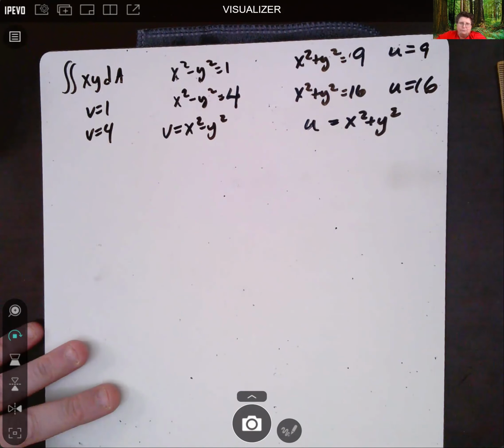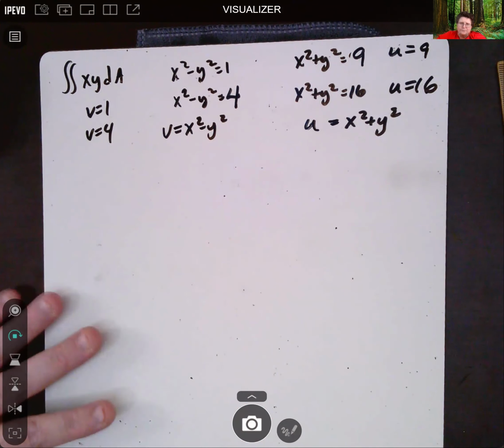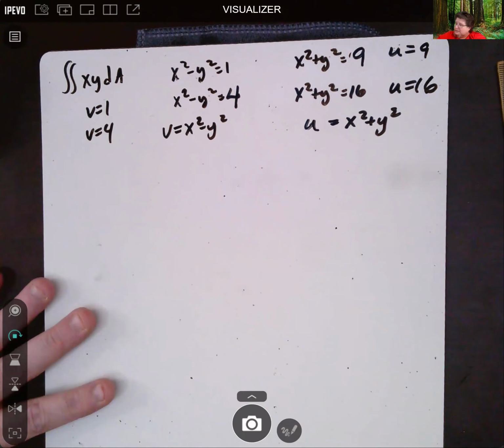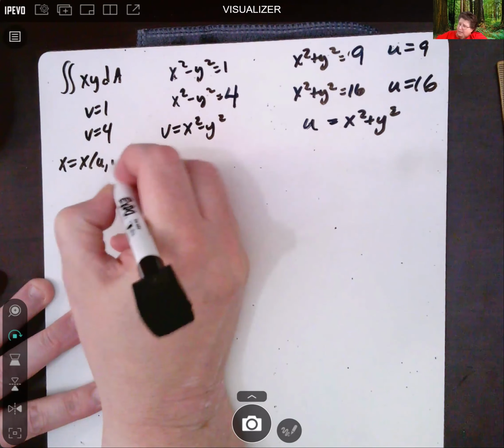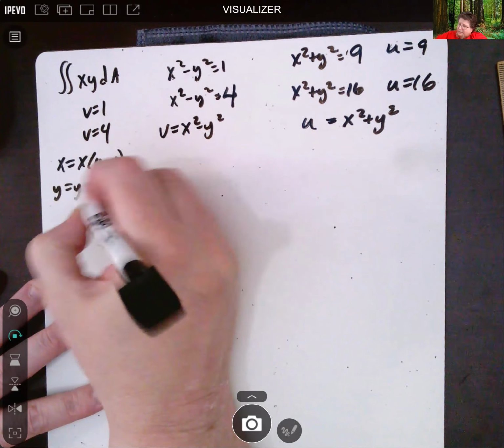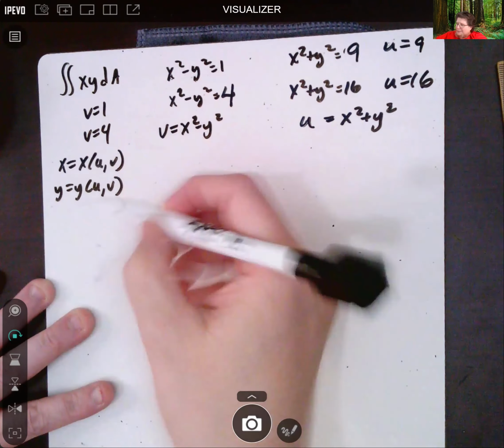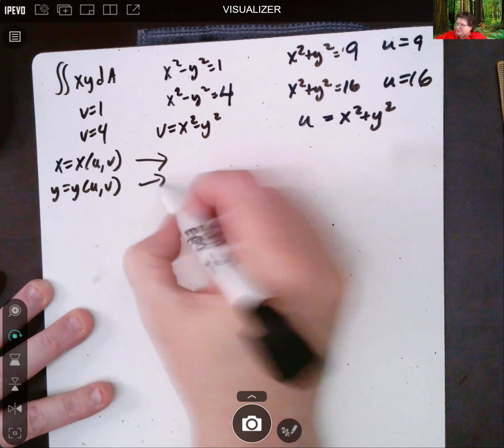So can I write x in terms of u and v, and y in terms of u and v? How do I get x equals x(u,v), y equals y(u,v)? Because I need that for my Jacobian. I need these for my Jacobian.